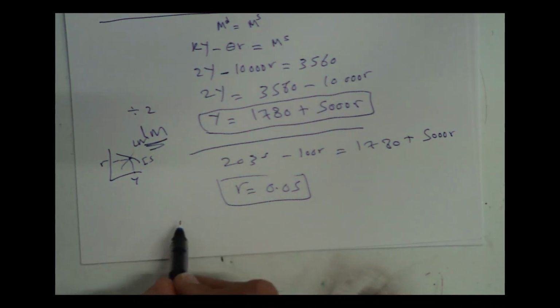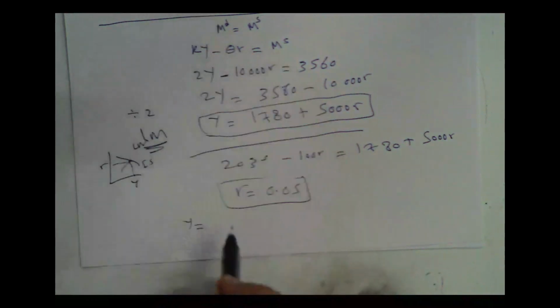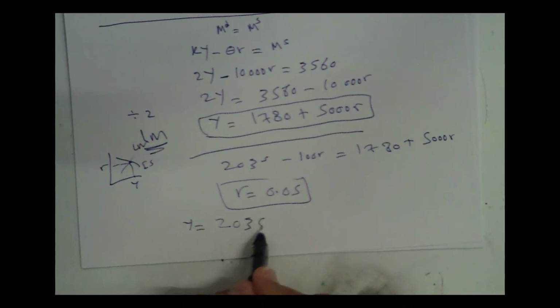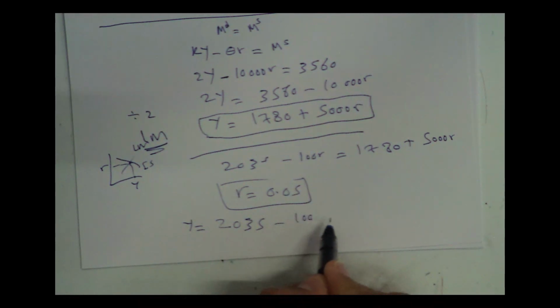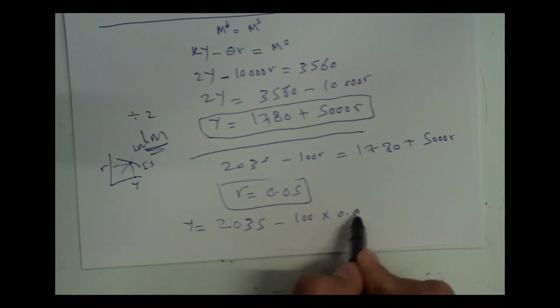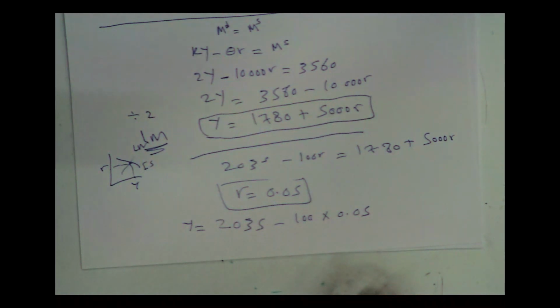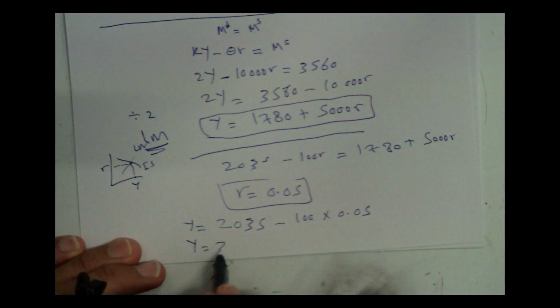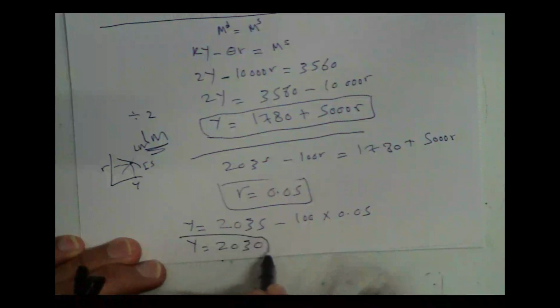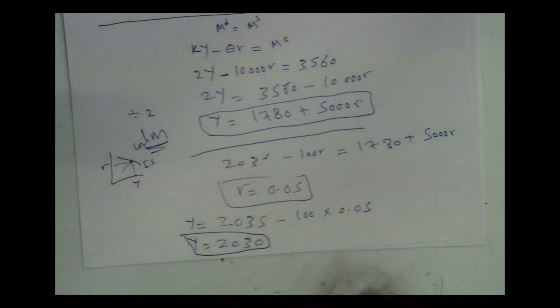Okay, so from here we could say, if y equals, I'm just going to use the first equation, 2035 minus 100 times 0.05. Okay, and from here then y equals, so that answers the first question. Okay, so the equilibrium interest rate is 5% and the equilibrium output is 2030.